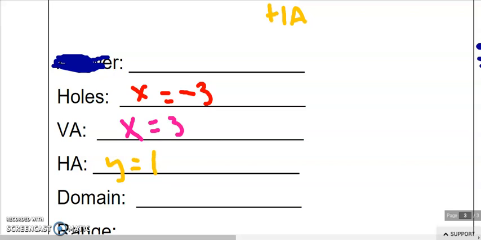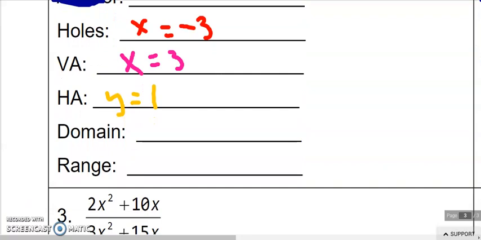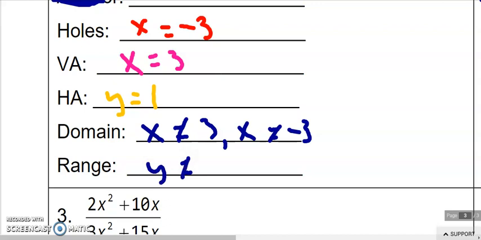So for the restrictions of the domain, basically I'm going to write down any x values that make my function undefined. And since the holes and vertical asymptotes come from zeros in the denominator, those are going to be the values we're going to use. So I'm going to say x cannot equal 3 and x cannot equal negative 3. And then for the range, I'm going to do the same thing, but I'm going to look at my horizontal asymptote. So y cannot equal 1.